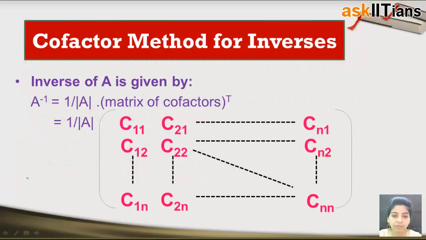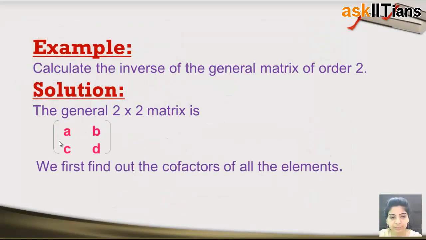Okay, cofactor method for inverses. The formula says 1 by determinant A into the transpose of the matrix of cofactors. So we have C11, these are the cofactors. C11 is the cofactor of A11, right? After taking the transpose, what I get is C11, C21, Cn1, similarly C1n, C2n and Cnn. So these are the cofactors after taking the transpose, right? Divided by determinant of A will give me the inverse of matrix A.